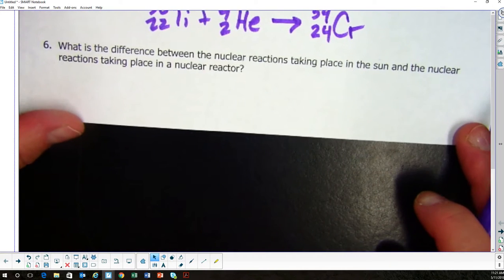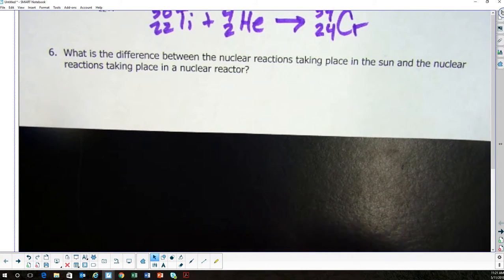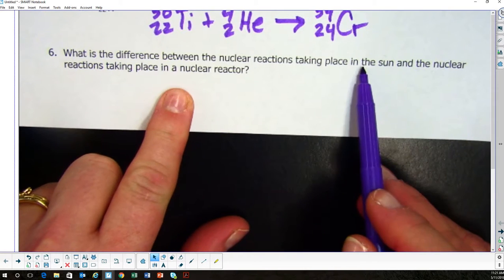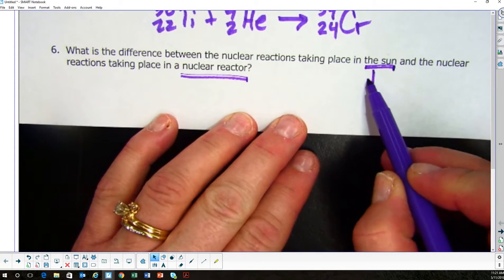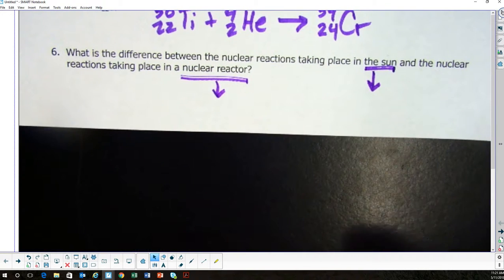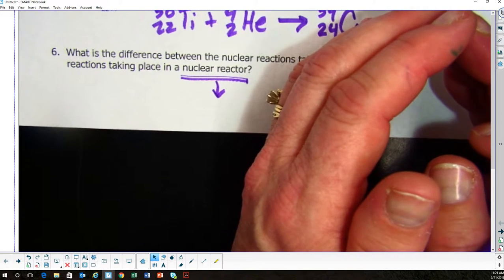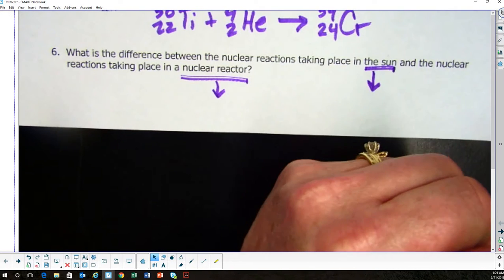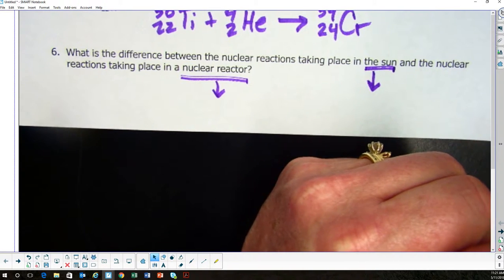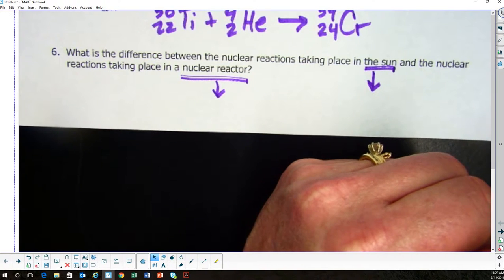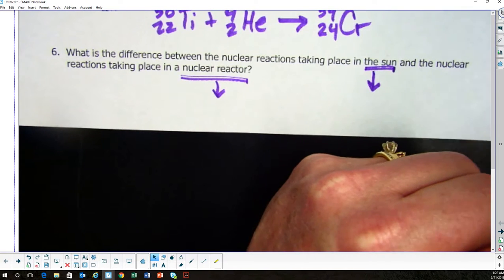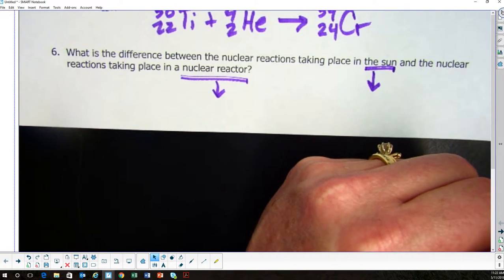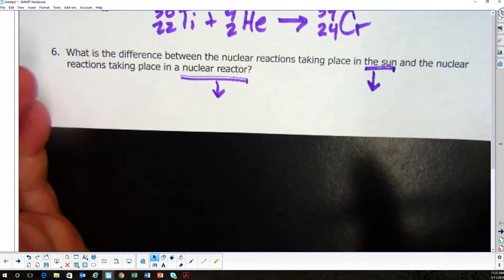Okay, last question on this side. What is the difference between nuclear reactions taking place in the sun and those taking place in a nuclear reactor? What type are they in each of them? The sun has hydrogen in it, but what type of reaction is going on there? I'm ignoring you two because you've answered a lot of questions. I want some others to answer. I heard fission and fusion. Which one's which?